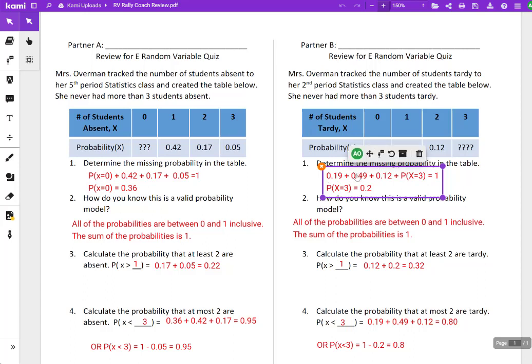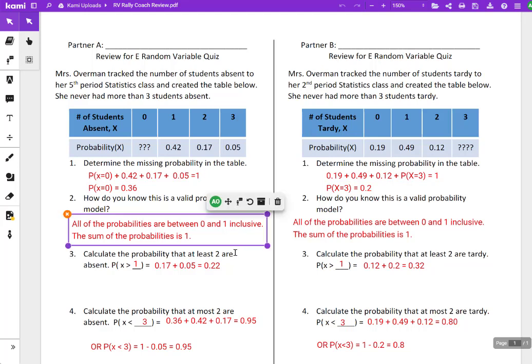Over on the right side, I do the same thing, except now I have this one missing, but it's the same idea. We add these up, we get 0.8, so that one has to be 0.2. So how do you know this is a valid probability model? It's the same answer for both sides. All the probabilities are between 0 and 1, so we don't have any negatives. Remember how I said if you subtract wrong and you get a negative, don't use the negative. And the sum has to add up to 1.